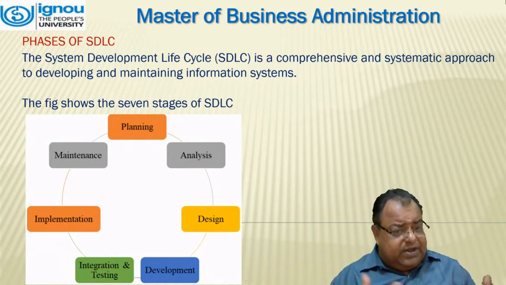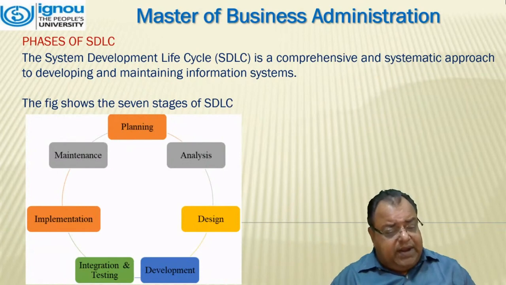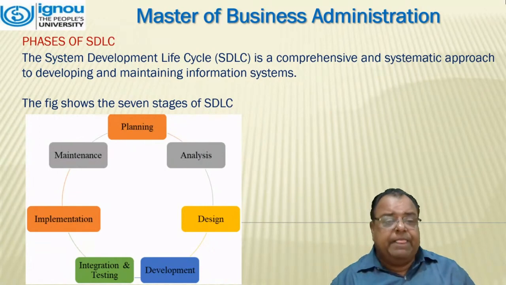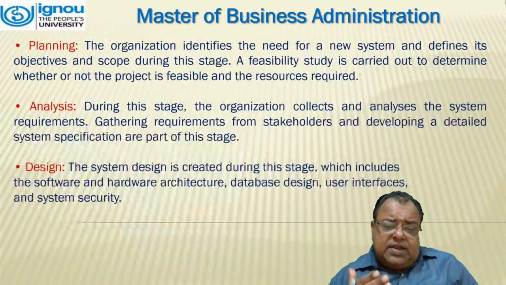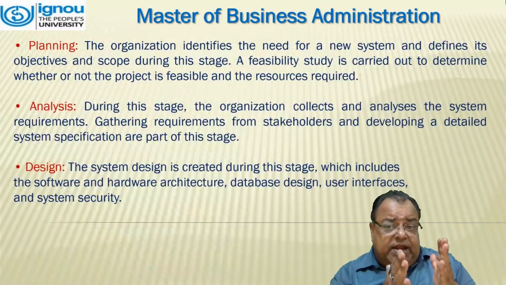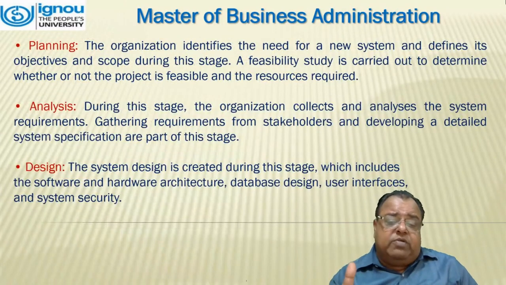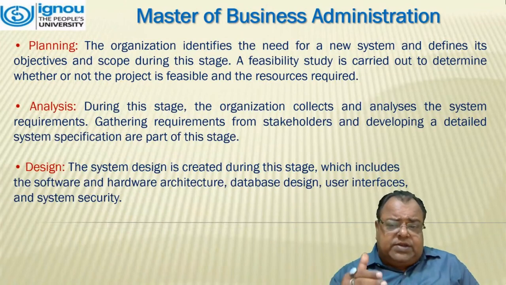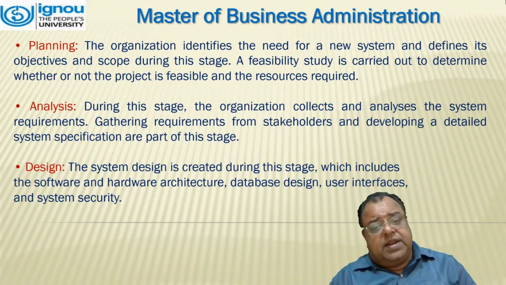The figure shows the seven stages of SDLC. We start with planning, analysis, design, development, integration and testing, implementation and maintenance. What is meant by planning? The organization identifies the need for a new system and defines its objective and scope during that stage. A feasibility study is carried out to determine whether or not the project is feasible and the resources required.